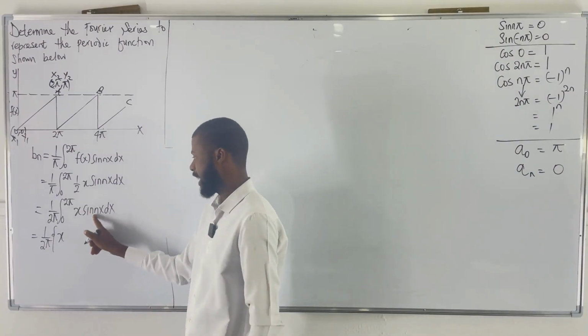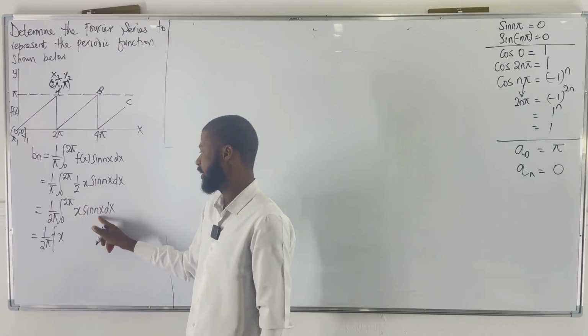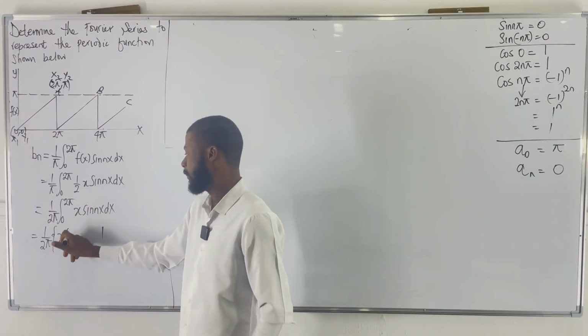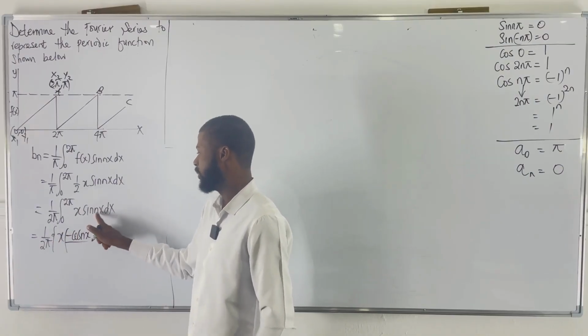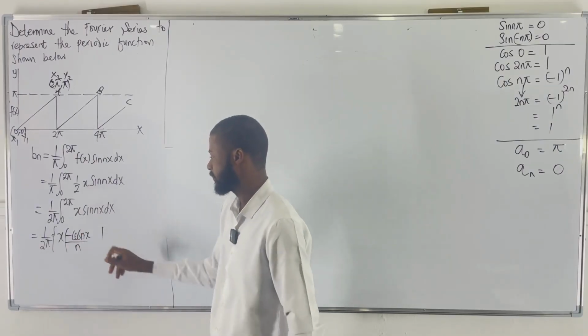Now, this is sine nx, so we're going to be integrating this one. Integrate sine. We're going to have minus cos. So open up a bracket. Minus cos nx over, differentiate the nx, we're going to have n. So this is what we have.